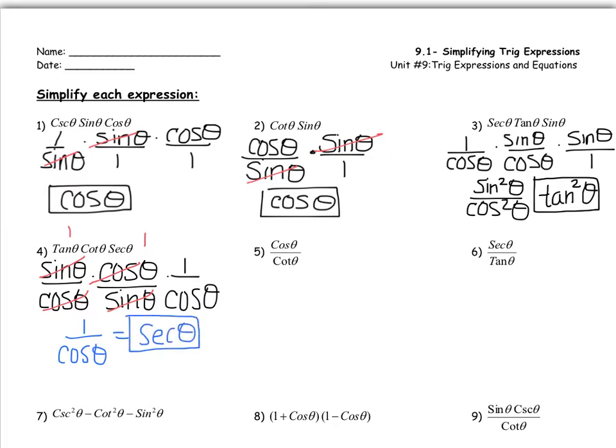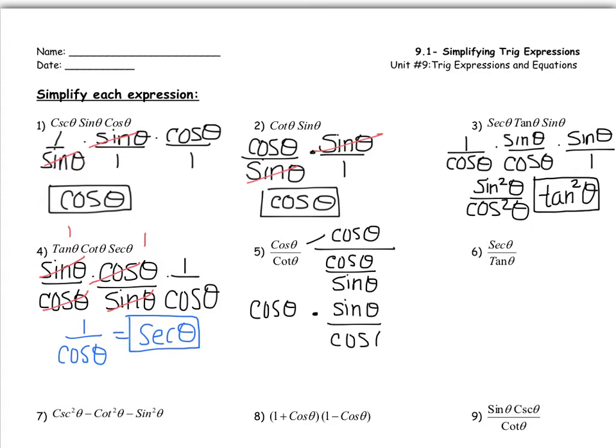Okay. Number 5. We know that cosine of theta is just cosine of theta. And we want to divide that by cotangent, which is cosine theta over sine theta. So we're going to keep, change, flip. So we keep the cos, change the division to a multiplication, and flip. Alright, so what can I cancel? Let's see. Cos with cos cancels to 1. All I'm left with is simply sine theta.